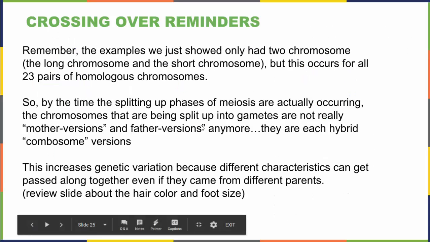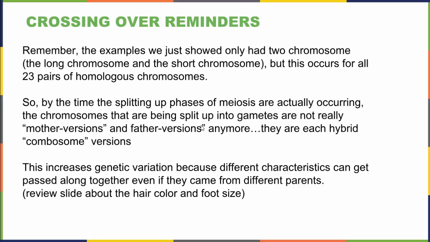Okay, so let's see some reminders about crossing over. The examples that we're showing only have 2 chromosomes, but remember, this whole process of recombination is happening for all 23 pairs. By the time that this is all in prophase of meiosis 1, way at the beginning. So by the time we're actually splitting up the homologous chromosomes, we're not really splitting up the mother version from the father version, because each of them are these combosome versions.